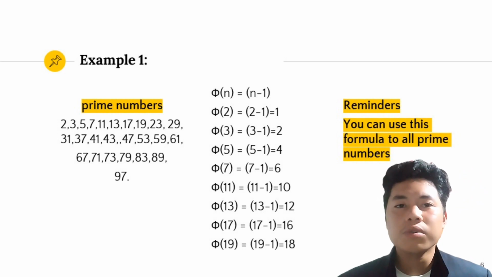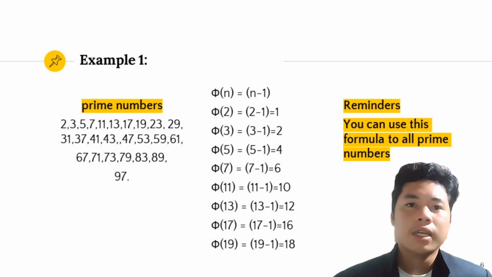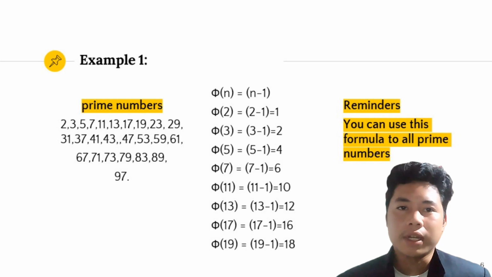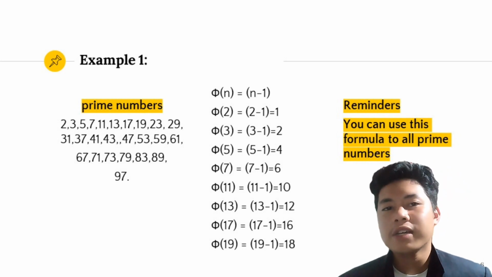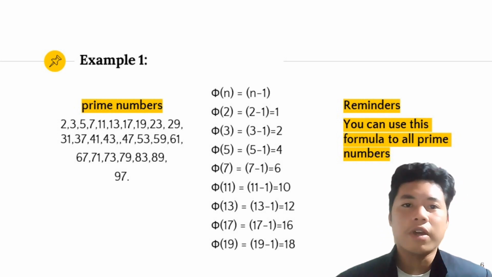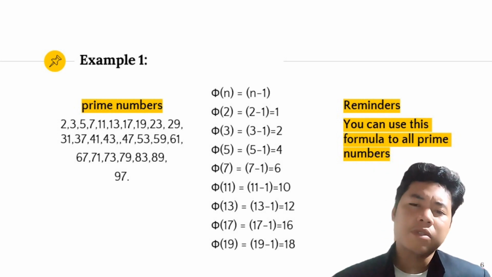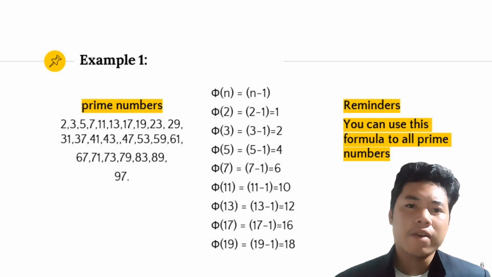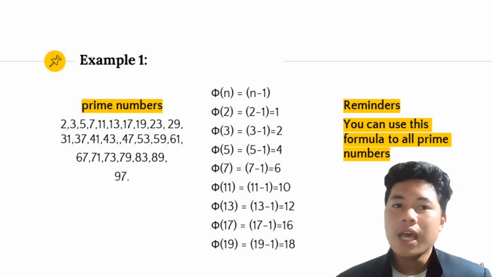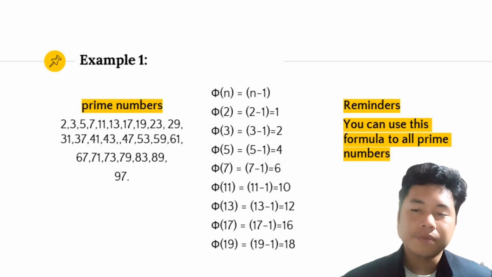And then phi of 2 is equal to 2 minus 1, so phi of 2 is equal to 1. And then phi of 3 is equal to 2. Phi of 5 is equal to 4. Phi of 7 is equal to 6. Phi of 11 is equal to 10. Phi of 13 is equal to 12. Phi of 17 is equal to 16. And phi of 19 is equal to 18.